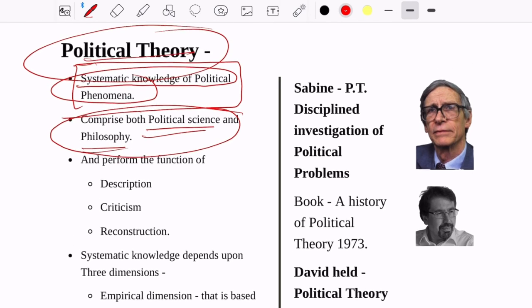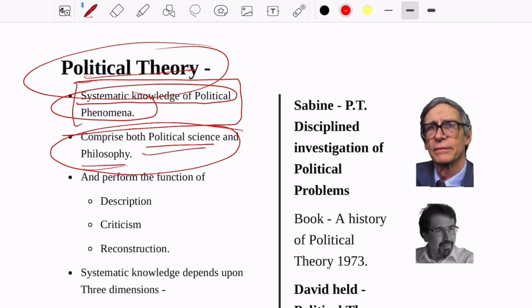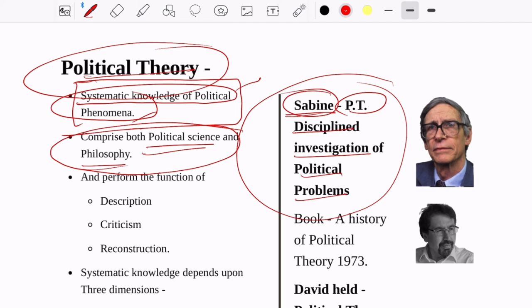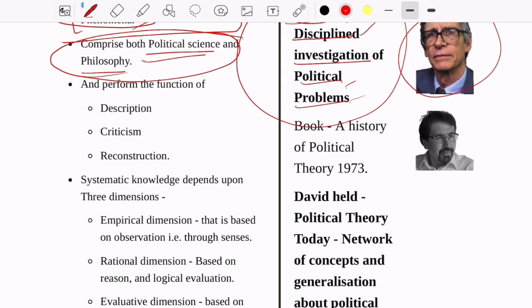Now we'll look into the different thinkers, what they said about political theory. If you talk about Sabine, Sabine said that political theory is disciplined investigation of political problems. So obviously I told you that political phenomena means anything which is related to politics. It doesn't make a difference whether it's a positive phenomena or a negative phenomena, whether it's creating a problem for the society or creating a benefit for the society. So Sabine said that political theory is the disciplined investigation of political problems. This is Sabine, who said this in his book A History of Political Theory.